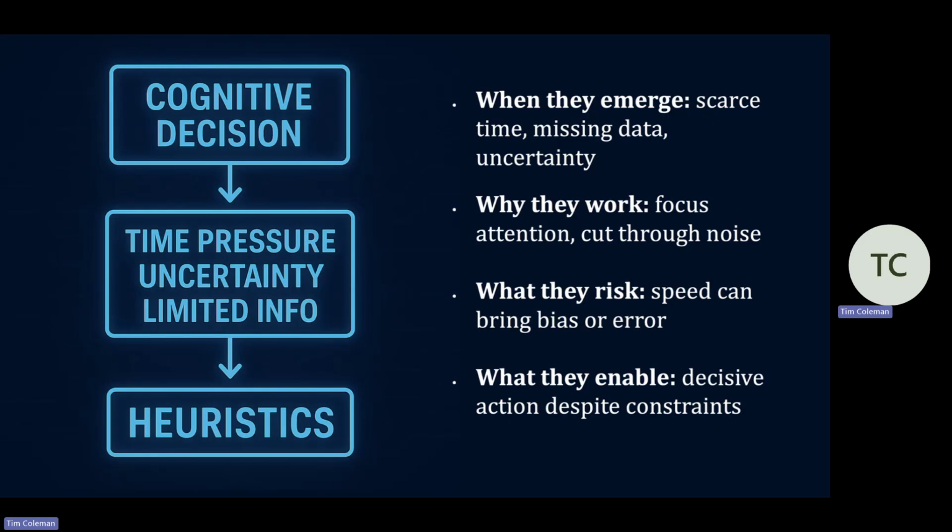First, heuristics show up precisely when conditions are constrained, when there's scarce time, missing data, or deep uncertainty. That's why you don't notice them as much in slow, deliberative problem solving. It's when the clock is ticking and information is incomplete that heuristics step to the forefront.